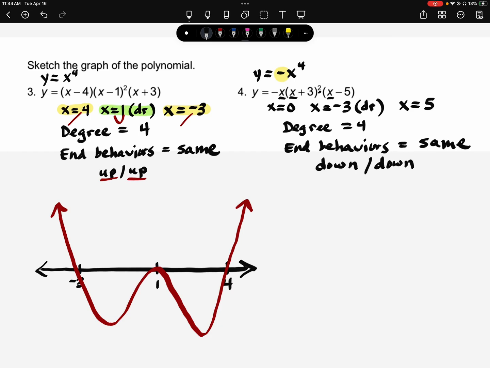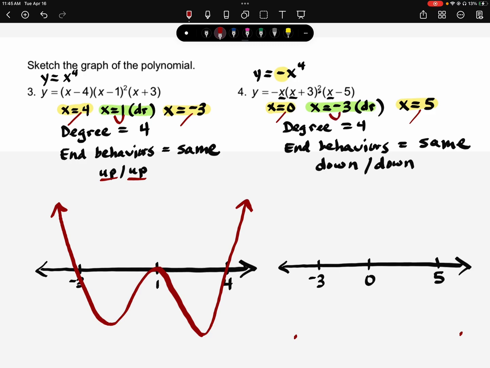So let's draw this out here. There's our x-axis. Let's put our root values on. On the left side, we've got negative 3, we've got 0, and we've got positive 5. I know I'm going to be starting down, and I'm going to end down. On this one, our single roots are x equals 0 and x equals 5, so those are the ones that we're going to pass straight through. And we have a double root at negative 3. That's the one where we bounce. We're going to bounce off.